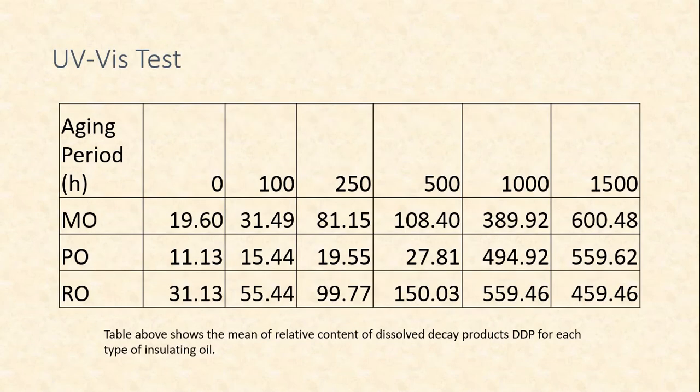This table shows the mean of relative content of dissolved decay products, DDP, for each type of insulating oil. We can see that the relative content of DDP in all types of oil has increased. But for rapeseed oil, the relative content of DDP decreased at 1,500 hours. This is because of the sludge formed in the oil.